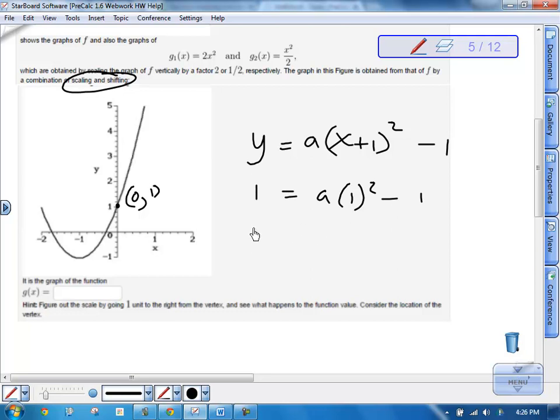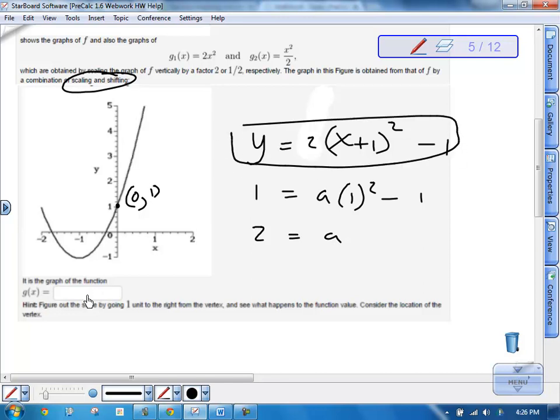So add 1 to both sides, you get 2 equals a, so a is 2. So this term better be 2 right here. And this is my quadratic that they want me to enter in right here. And they call it g of x.